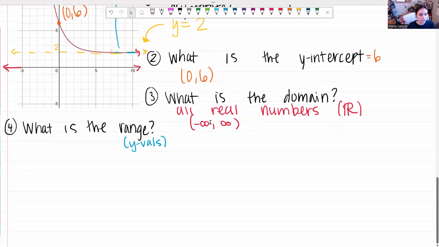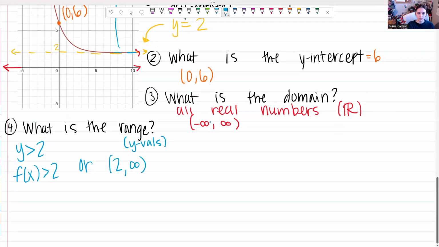So our range is all values of y that are greater than 2, or f of x that is greater than 2. I also could say that it is all values starting at 2, but not actually equal to it, so I'll put parentheses, up to infinity, which we can't equal infinity, so parentheses around that as well.